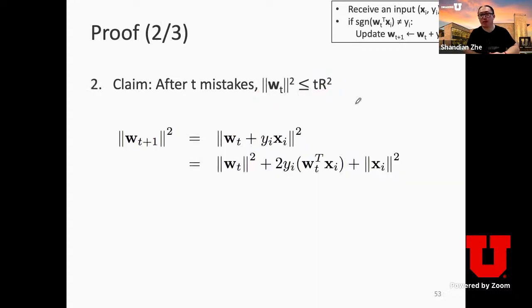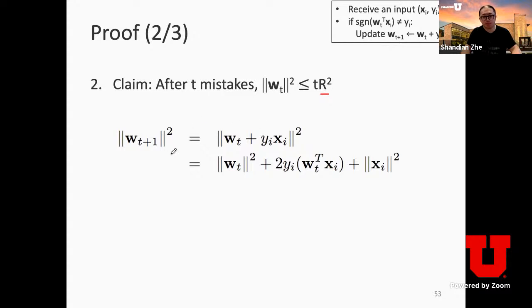Now let's look at the second step. We're going to use the same kind of strategy to show another inequality. That is, after T mistakes, the square norm of the current weight vector is upper bounded by T times R squared. Big R, remember, is the maximum length of the input vectors. So after T updates, the square norm of our current weight vector is no bigger than T times the square of the maximum length of the training input.